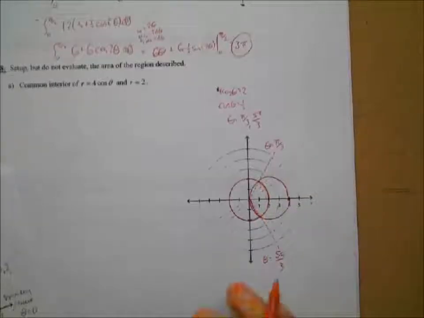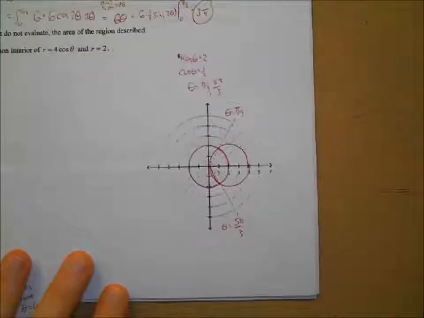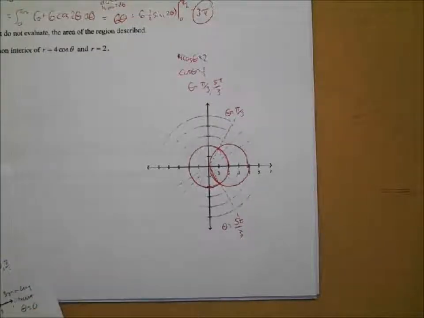Yes, Caitlin? I don't understand why it would change. Wouldn't it just be, because if it's that middle part, wouldn't the outer one be r equals 2 because it's always farther away from the pole?